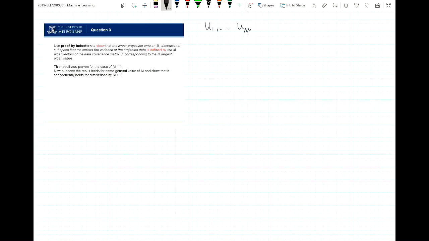So we have u1 to um, corresponding to the m largest eigenvalues, right? And then we are looking for um plus 1. We need to choose a um plus 1 that needs to be orthogonal to the other ones. And how do I impose that? I just make sure that the dot product between ui and um plus 1 is 0 for i equals 1 to m. So I need to impose this orthogonality constraint.